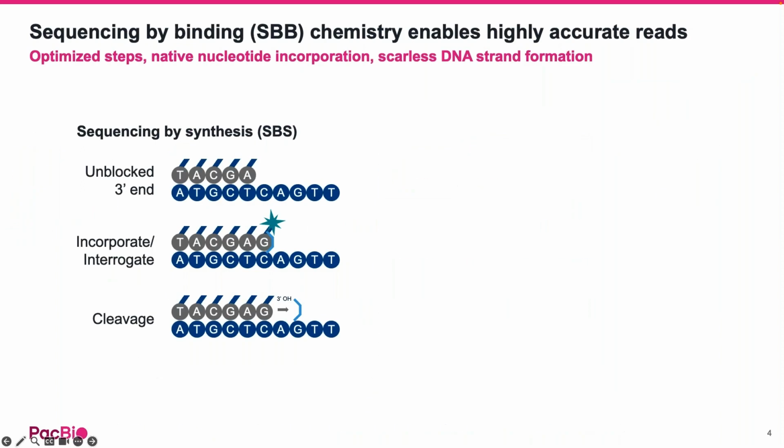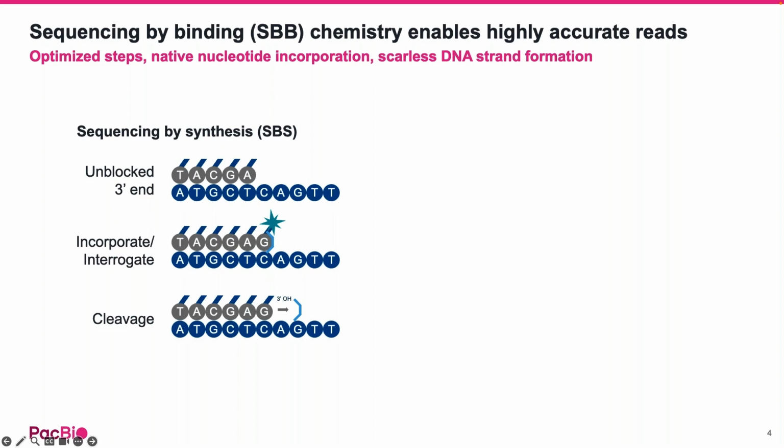So how do we accomplish this? It's in the chemistry, which we are terming sequencing by binding, as opposed to sequencing by synthesis, which is what most existing short read sequencing methods use. And so here on the left, what I'm showing is how sequencing by synthesis, the traditional method, works.